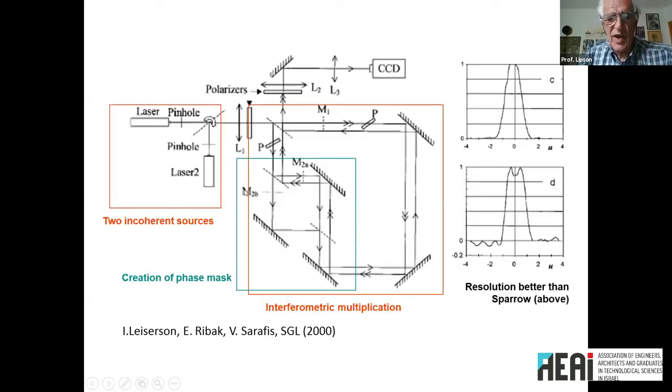The apparatus was quite complicated. It was done in 2000. We had two independent lasers, which are relatively incoherent, one compared with the other, and they were not separated with the full aperture. And then when we used this rather complicated apparatus here, we got very good separation between the two. And so we showed that Toraldo's idea really did work.